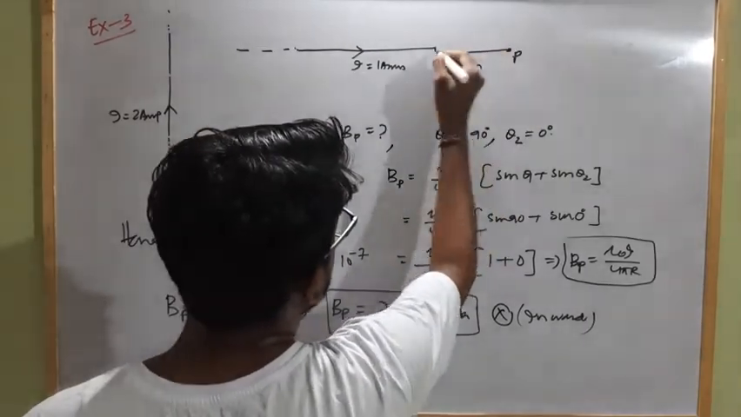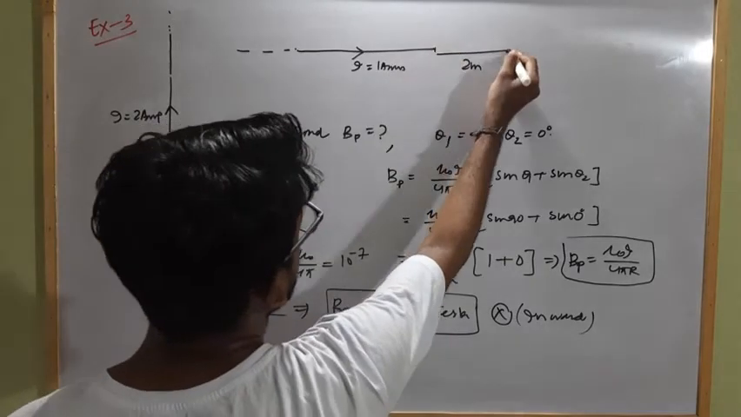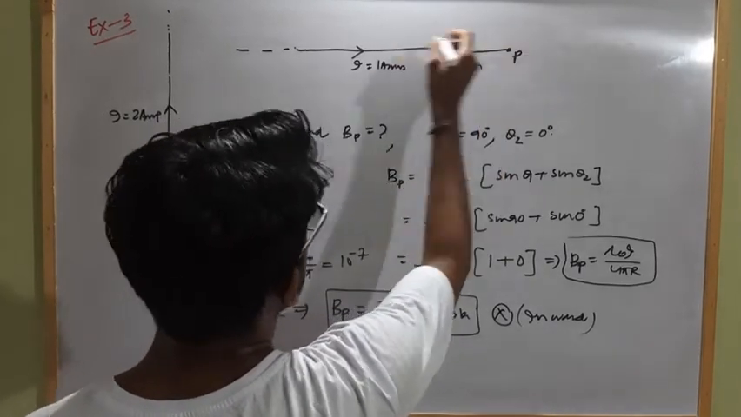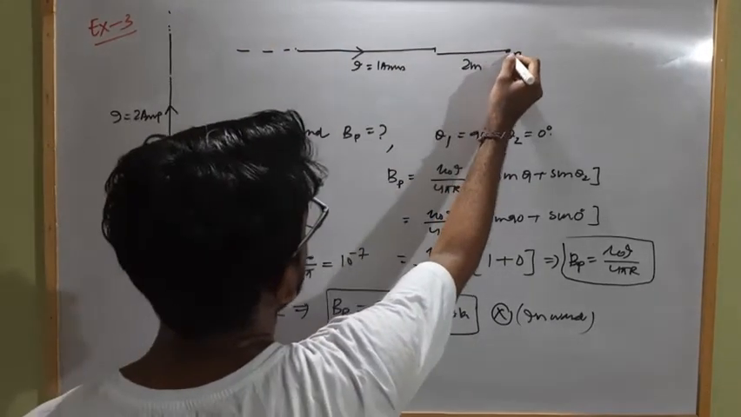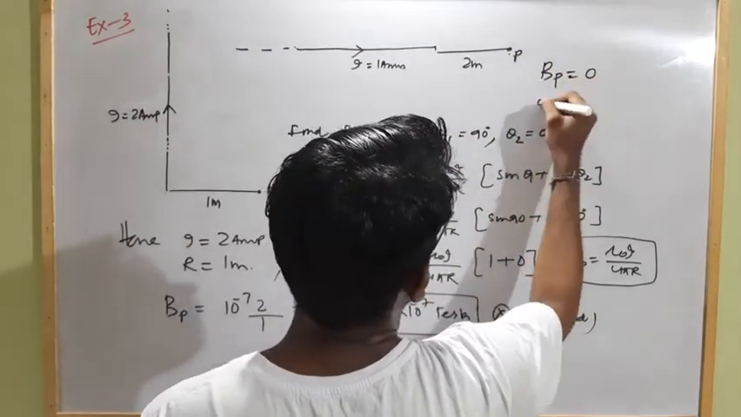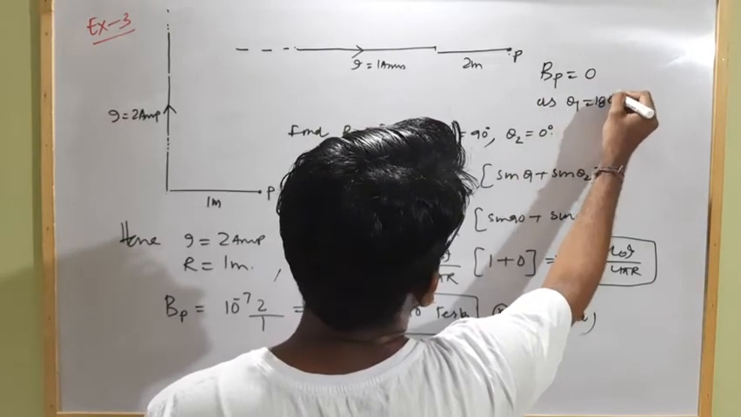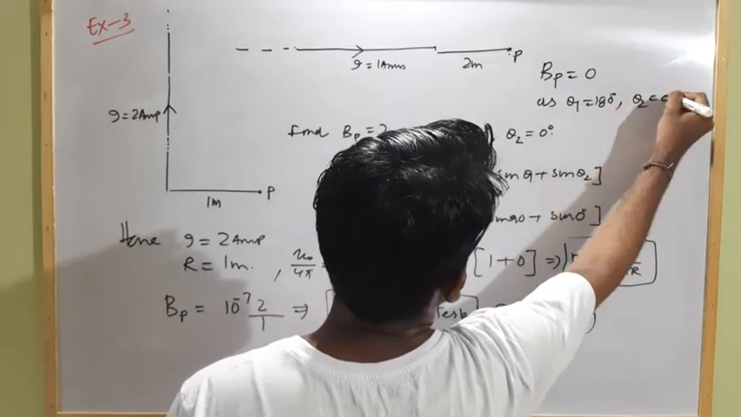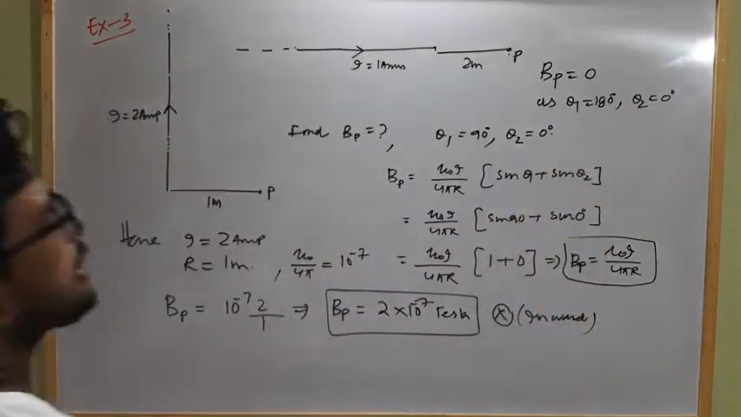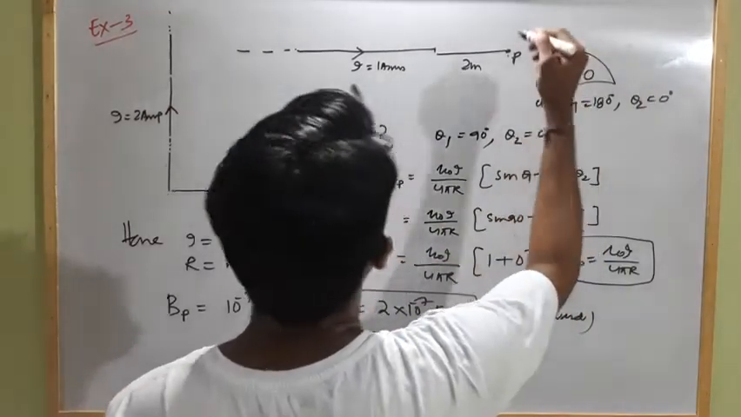As this point is along the length of this current carrying conductor, this end makes an angle 0 degree with this point of observation, and this end makes an angle 180 degree with this point of observation. So here B at P will be 0, as theta 1 equal to 180 degree and theta 2 equal to 0 degree. So sin 180 and sin 0 both are 0. That's why B at P will be 0. Clear?